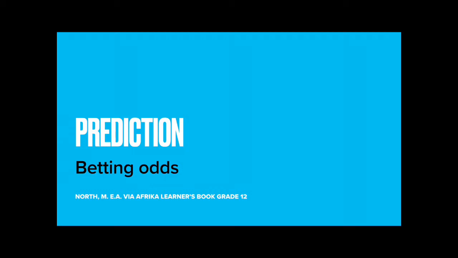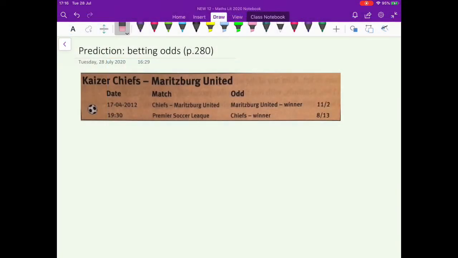The next part of probability is all about prediction and betting odds. We want to use this example as a method of explaining betting odds. Now, odds compare one event to another event, whereas probability compares one event to both possible events.